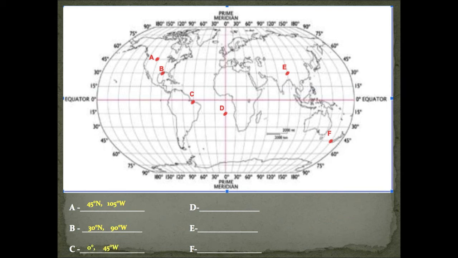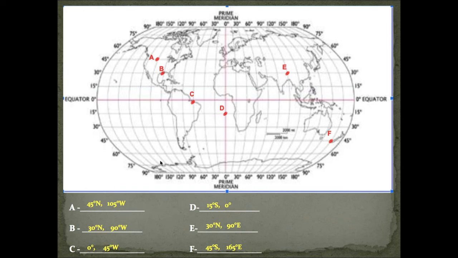I'm going to give you a second to do D, E, and F. You can pause the video. Okay, and we're back. Let's double check our answers. D is 15 degrees south. It's below the equator, but because it's on the prime meridian, I don't need a direction, east or west. E is 30 degrees north, 90 degrees east. And F is 45 degrees south, 165 degrees east.